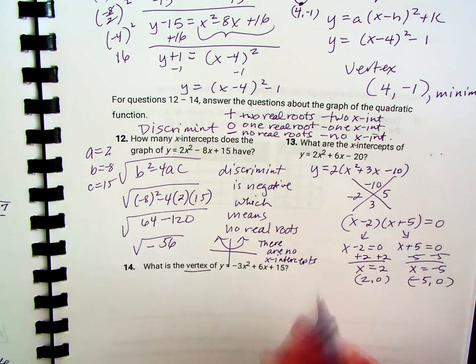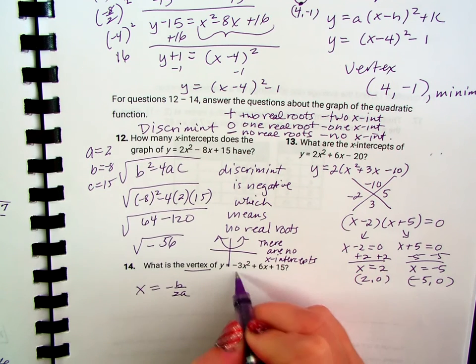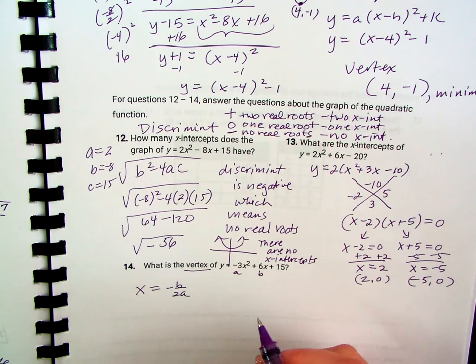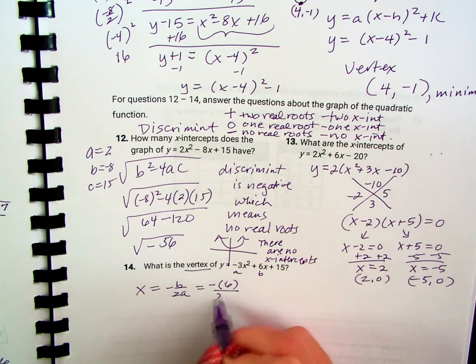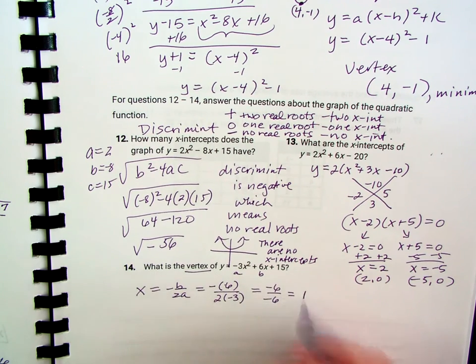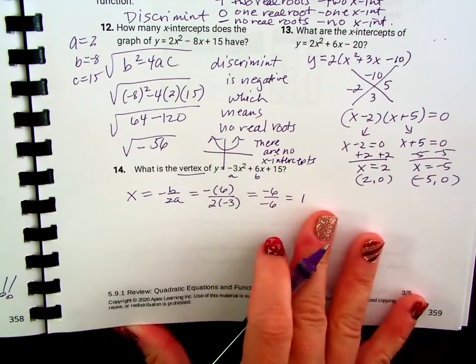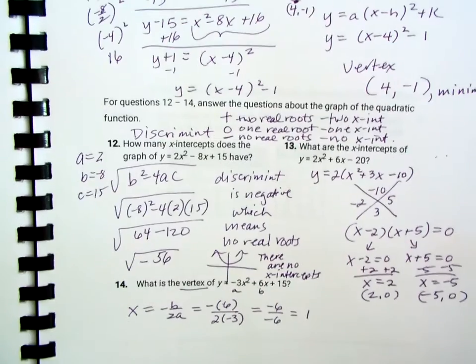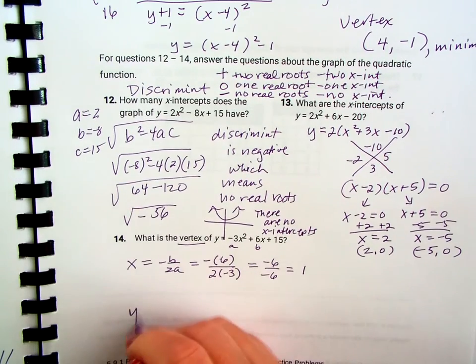What is the vertex? We're going to use the little vertex formula. So I need A and B only for this. So I'm going to go -b over 2 times A, which just yields 1. That's half of my answer for the vertex. That's my x value. So now I just need the y value, so I can plug back into the original equation to get the y.